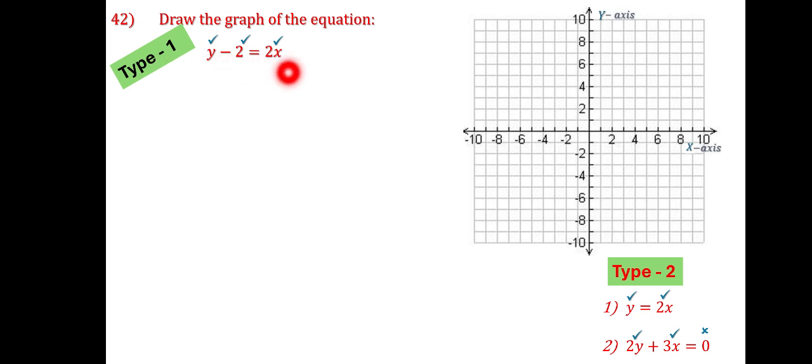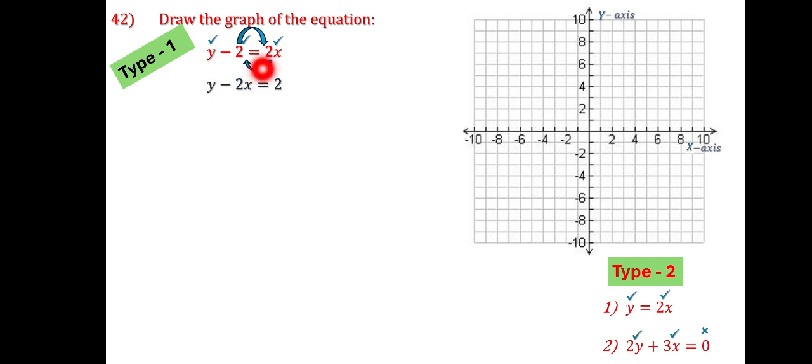y minus 2 equals 2x. In this given equation, this is type 1, and in type 1, the x and y terms must be on the left and the constant must be on the right. So this negative 2, I have to switch to the right side. If negative 2 switches to the right, it becomes positive. And this positive 2x, I have to switch to the left. So this positive 2x, if I switch it to the left, it becomes negative, like this.